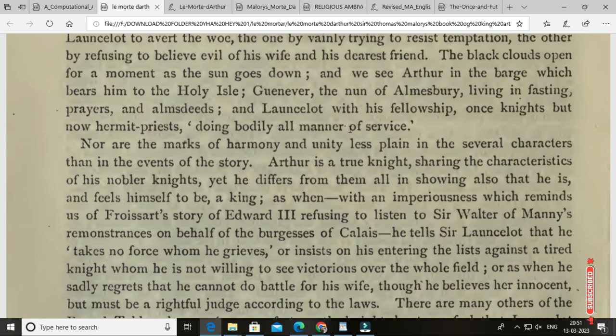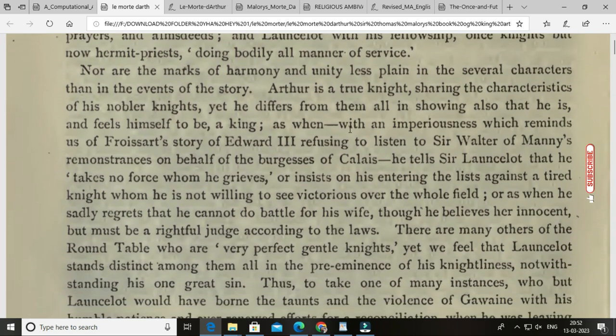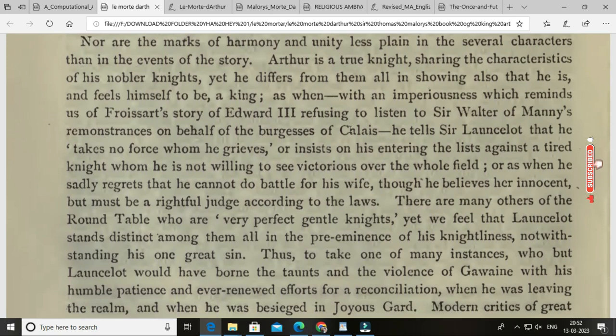He tells Sir Lancelot that he takes no force whom he grieves, or insists on entering the lists against a knight whom he is not willing to see victorious over the whole field. And he sadly regrets that he cannot do battle for his wife, though he believes in her innocence, but must be rightful judge according to the laws. There are many others of the Round Table who are very perfect gentle knights, yet we feel that Lancelot stands distinct among them in all the preeminence of his knightliness, notwithstanding his one great sin.